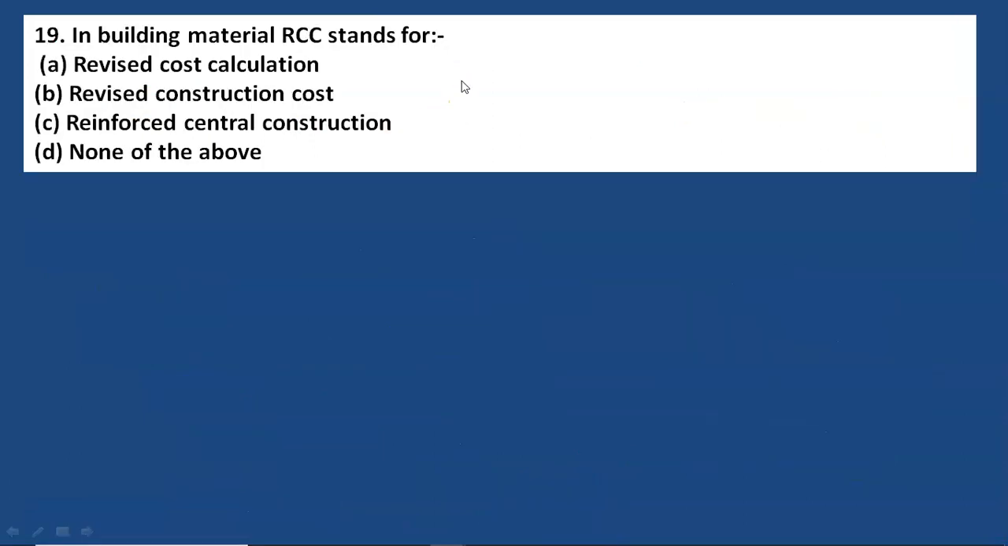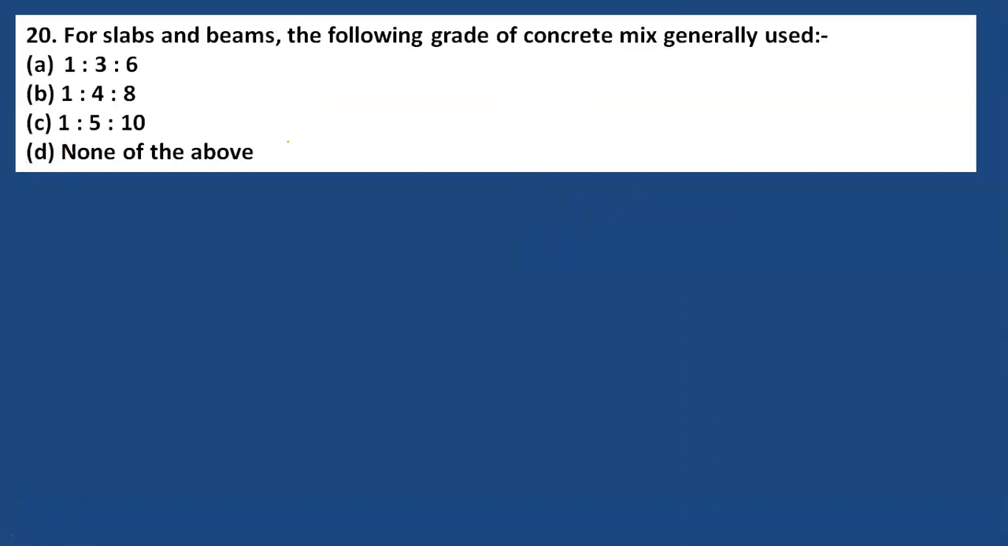So next question. In building material, RCC stands for reinforced cement concrete. Here they didn't give the correct option, so none of the above is the correct option. Option D is the correct answer. Next question. For slabs and beams, the following grade of concrete mix is generally used. Everything given here is wrong. None of the above is the answer. Okay. Option D is the correct answer.